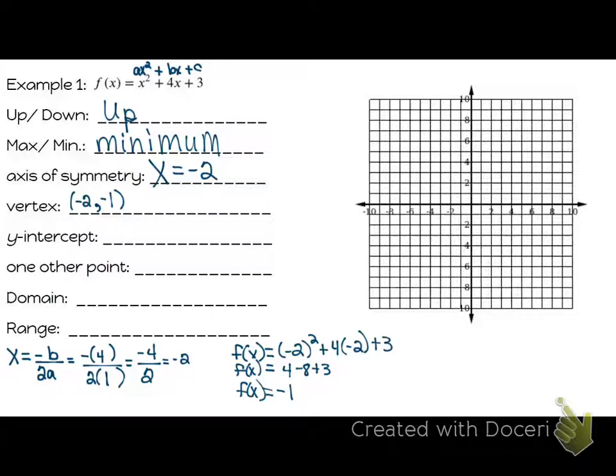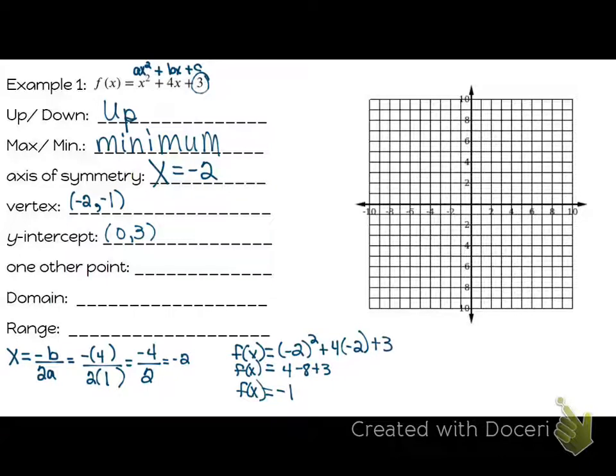Okay, so the y-intercept. Now, we're not talking about the y-axis. I'm talking about the y-intercept, where that parabola is going to go through my y-axis. What is my y-intercept? 3. So how do I write that? 0, comma 3. I write it as an ordered pair. So remember, my y-intercept comes from my c value in standard form.